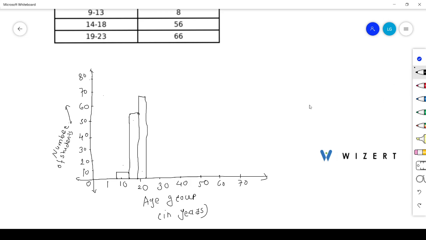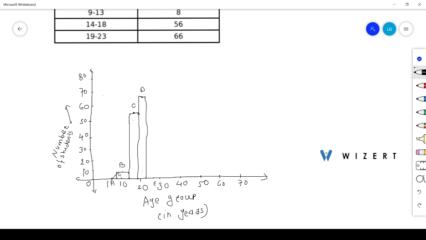now we can join this. Suppose this is point A, that is before 9 to 13. Suppose this is A, then this is point B, this is middle one C, this is D, and suppose this is E.